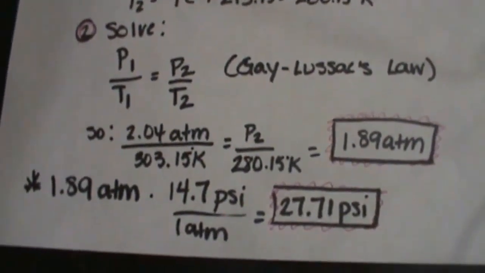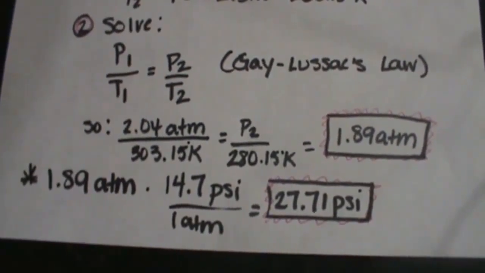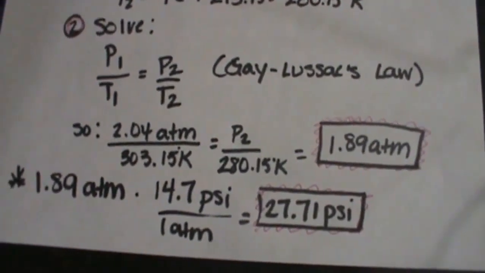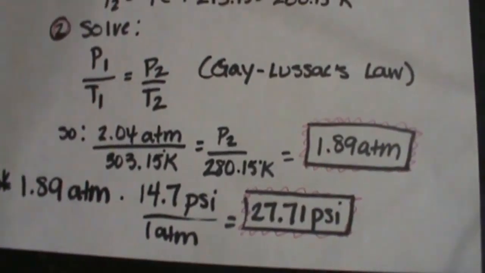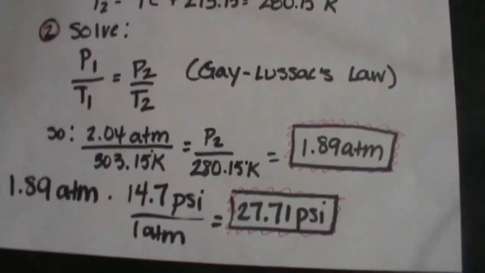But just to relate it back and make it realistic, I want to convert the 1.89 ATM back to PSI. So 1.89 times 14.7 gives me 27.71 PSI, which is pretty close to what the pressure in my tire was. So there's my problem.